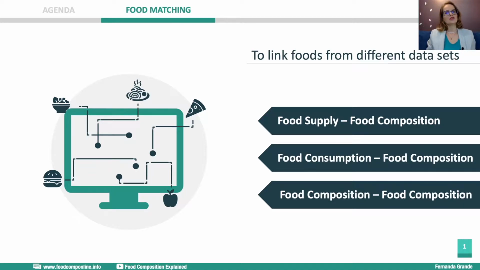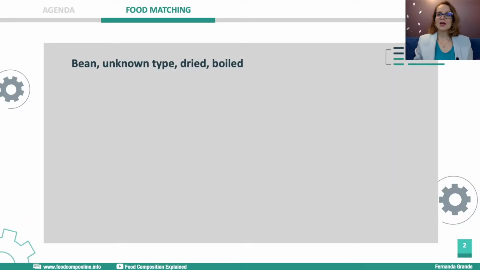And this is why food matching procedures are critical for obtaining high-quality estimations of nutrient intakes, and also for food composition databases, since most of them combine or borrow values from different sources of data. But as food consumption and composition databases describe and classify data using distinct criteria, it makes food matching a difficult and challenging task. So let me give you a couple of examples to make it more clear.